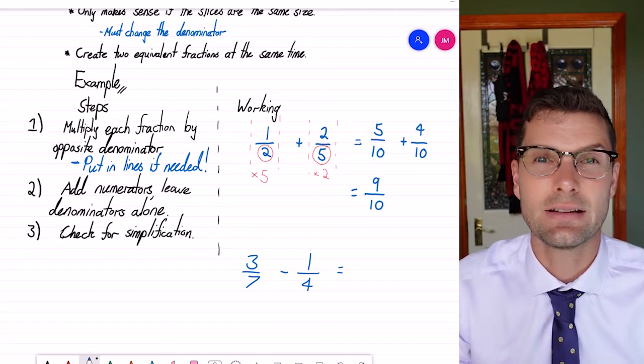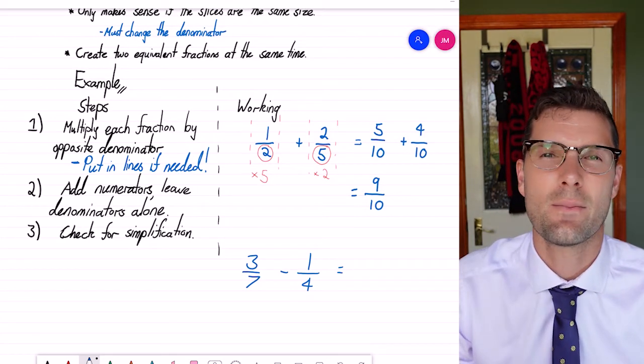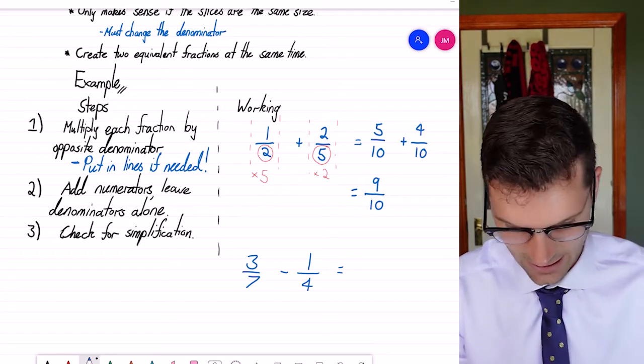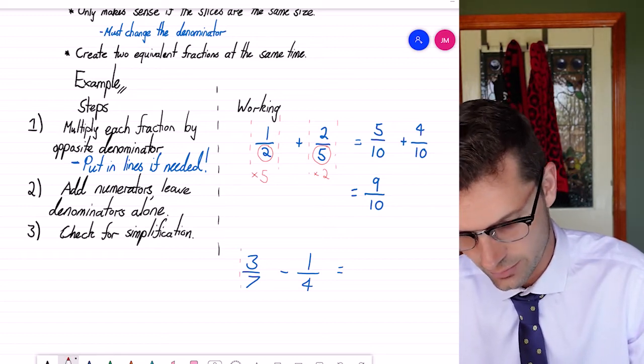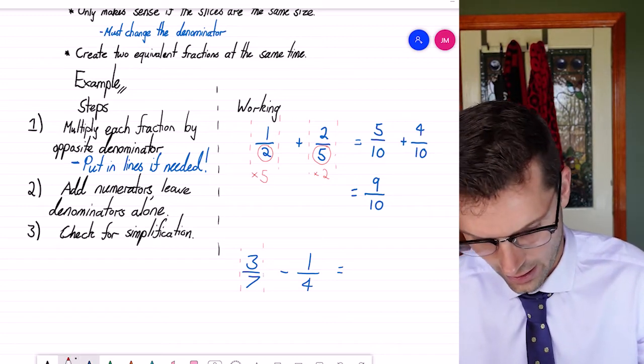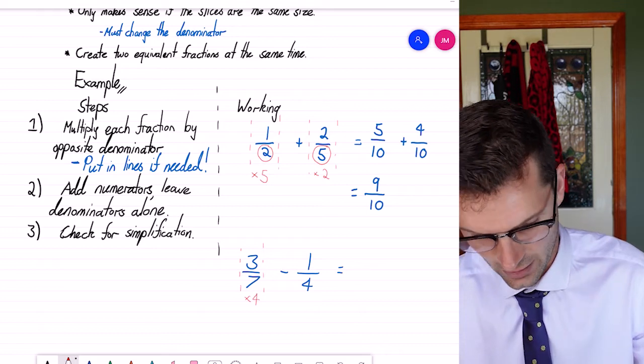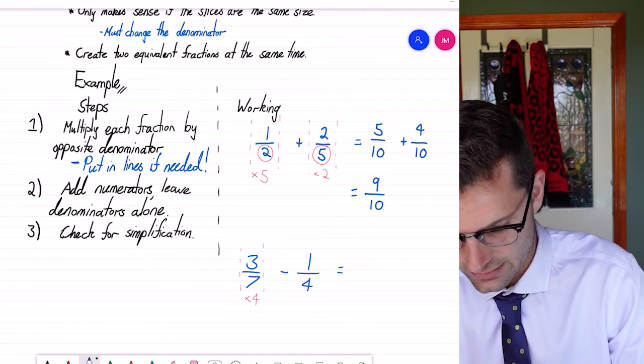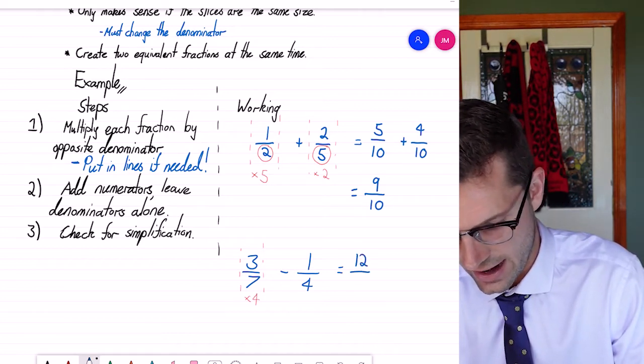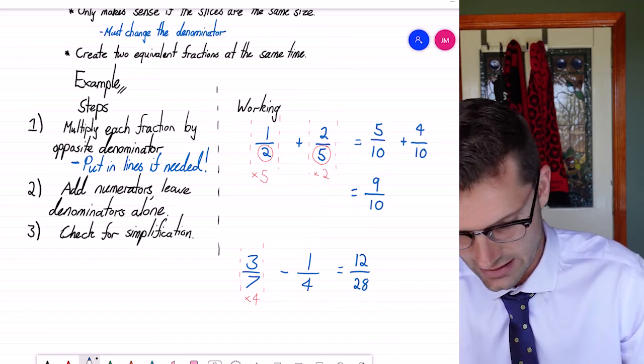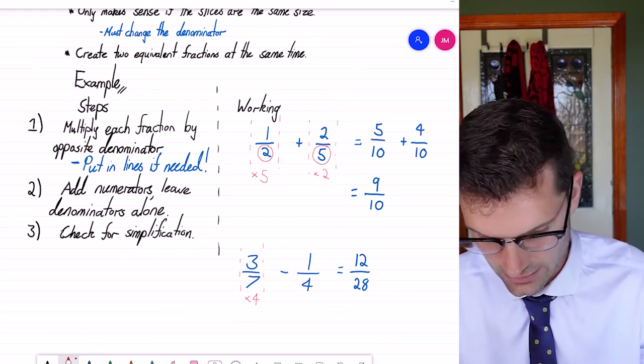So we're gonna have another example of this, right? 3 over 7 minus a quarter. It's the exact same steps. So the first one is we've got to multiply this whole thing by times 4, okay? I'm gonna write that out again. 3 times 4 is 12, and 7 times 4 is 28. You can just do that on your calculator if you need to.